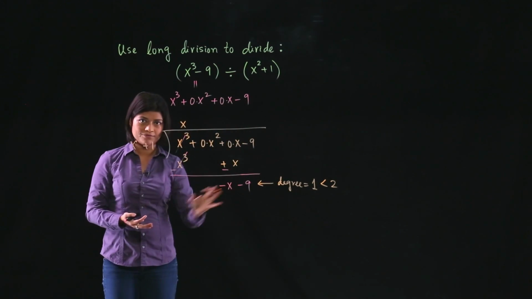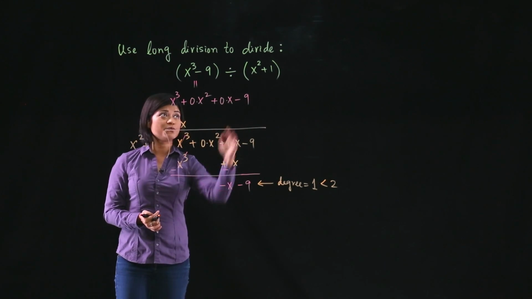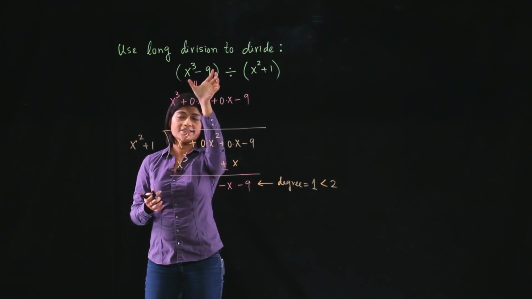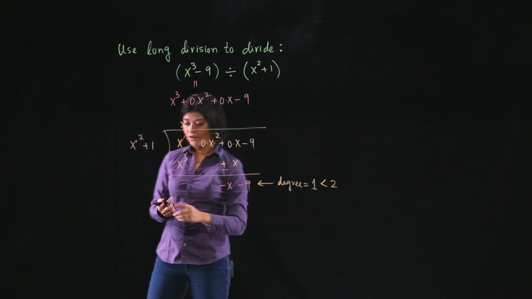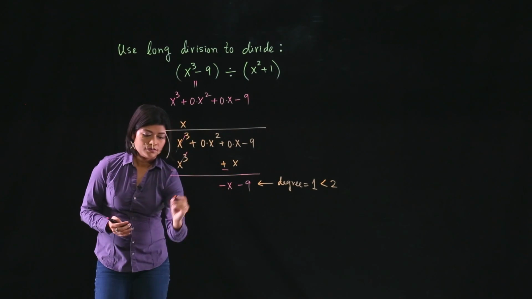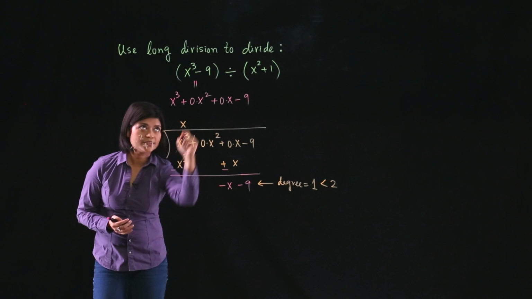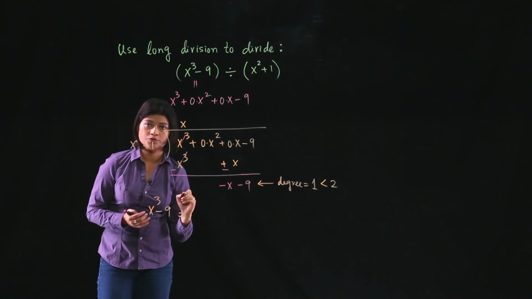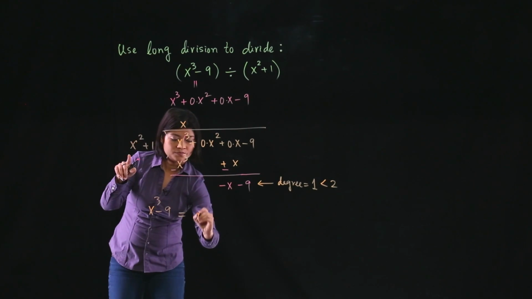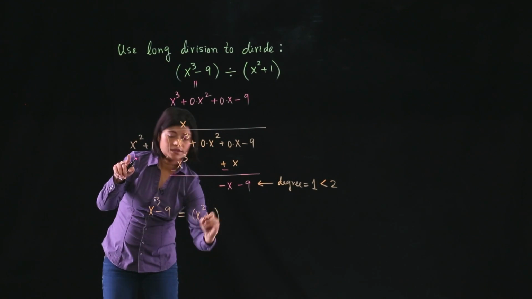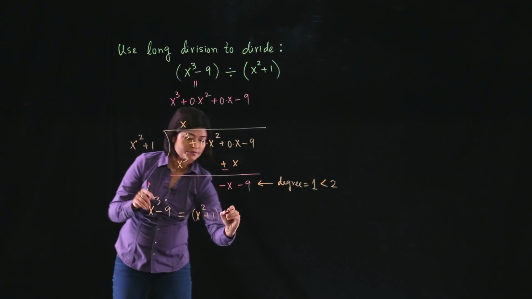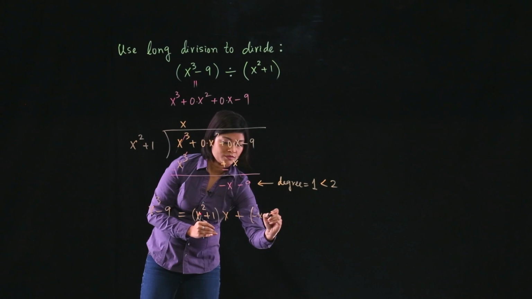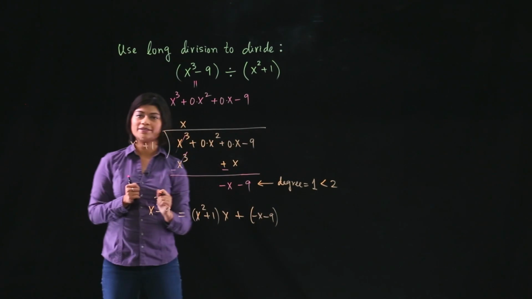All right. So, we have used long division. Now, let's see what the final result will be. What happens if you divide the polynomial x cubed minus 9 with x squared plus 1? Okay. So, the dividend, which is x cubed minus 9, is equal to the divisor x squared plus 1 times the quotient, that's x, plus the remainder. This is how all these terms are related.